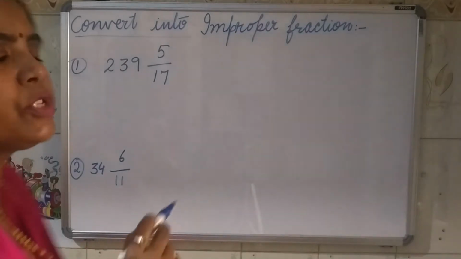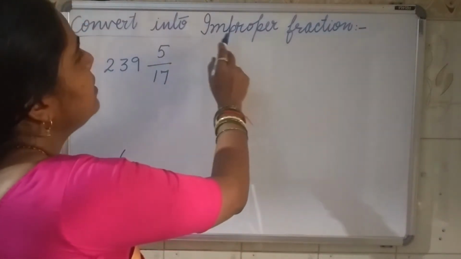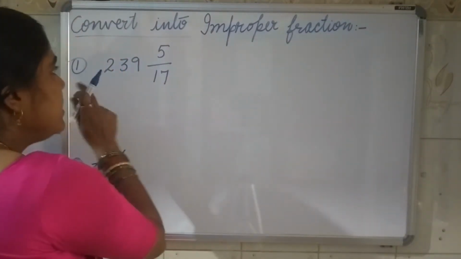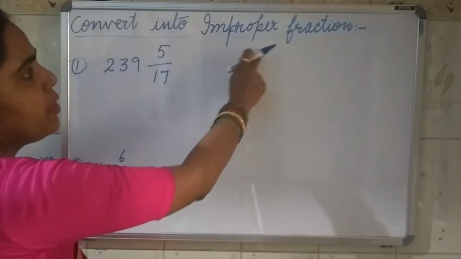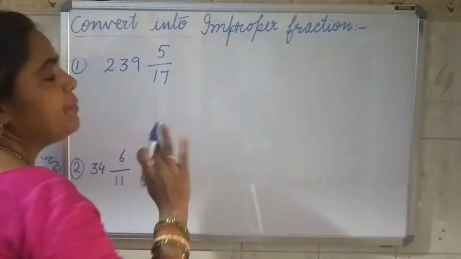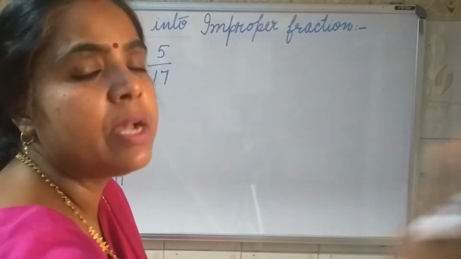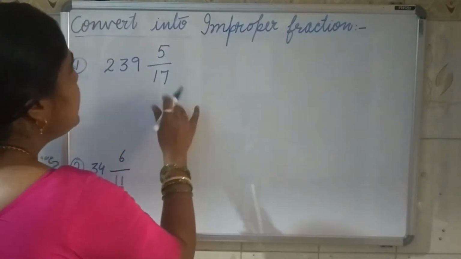So our next topic is converting a mixed number into an improper fraction. Before that, what we have studied is that an improper fraction is given and we convert it into a mixed number. So what is this and how to do it?